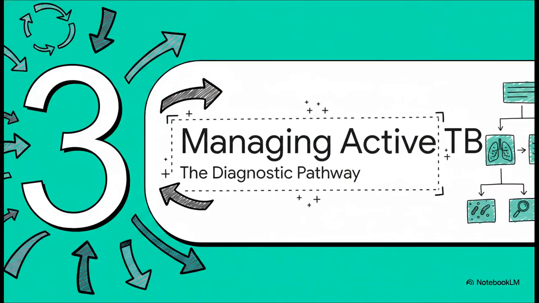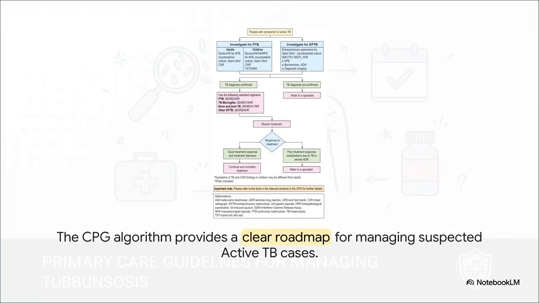All right, so let's get practical. How do you actually manage active TB? The good news is you don't have to guess. There's a really clear pathway to follow. And here it is. Think of this algorithm as your roadmap. It all kicks off when a patient shows up with symptoms. Your first big question is, are we looking at TB in the lungs? That's pulmonary TB. Or is it somewhere else in the body, which we call extrapulmonary TB?